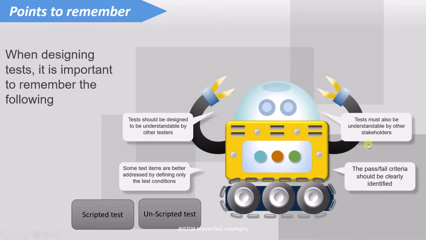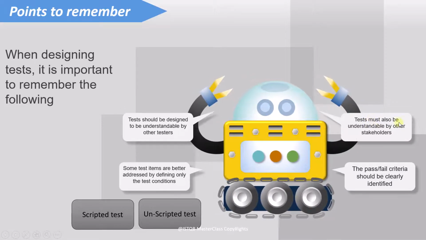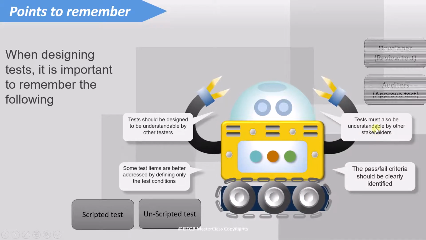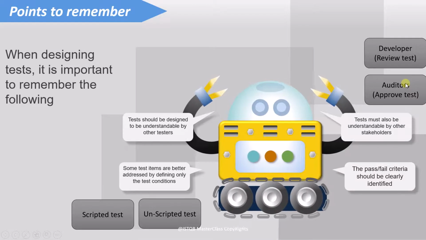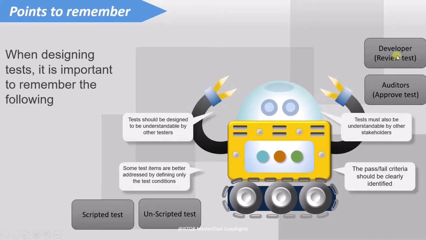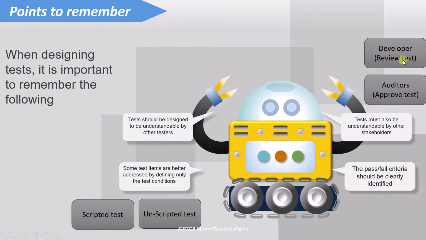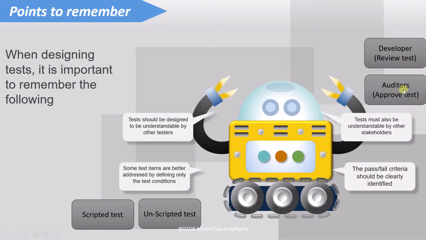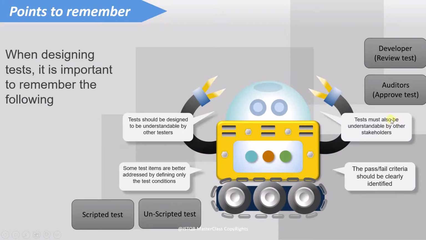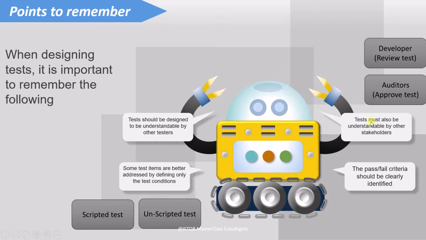Now let's move to the fourth point, that is tests must also be understandable by the other stakeholders. When we talk about other stakeholders, they are nothing but developers, auditors, or the people in the management also. The developer should understand because he is going to review your test case, so he should understand before or while he is reviewing it. The next one is the auditors, because they are the ones who are going to approve your test case, so they also need to understand what is written in the test case. This is about the fourth point.